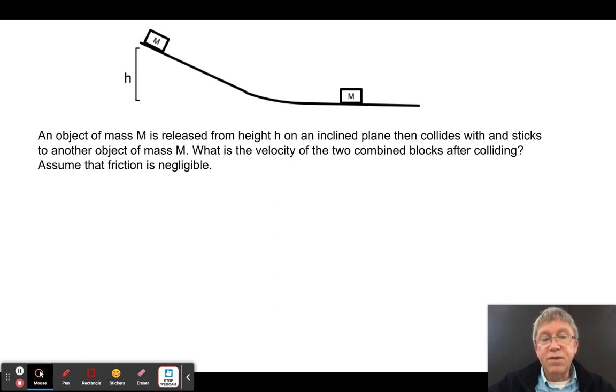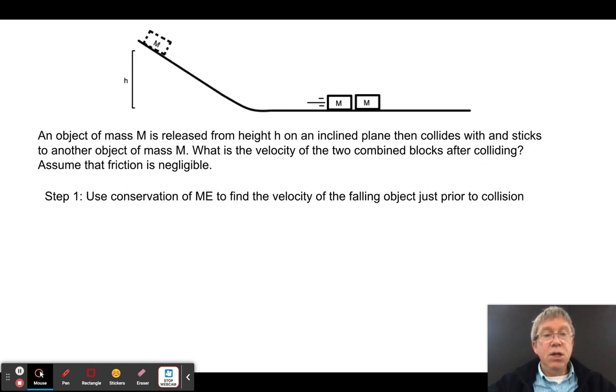So let's just start off with one that's fairly simple. I'm going to let this object slide down, collide with this, and I just want to know what is the speed of the combined 2m object after they collide inelastically and stick together. We assume that friction is negligible, although in class we'll do it with friction non-negligible. Okay, so remember, this object changed height. So the first thing I've got to do is use conservation of ME to figure out what its velocity is immediately prior to collision, because I can't do conservation of momentum unless I know what the velocity is.